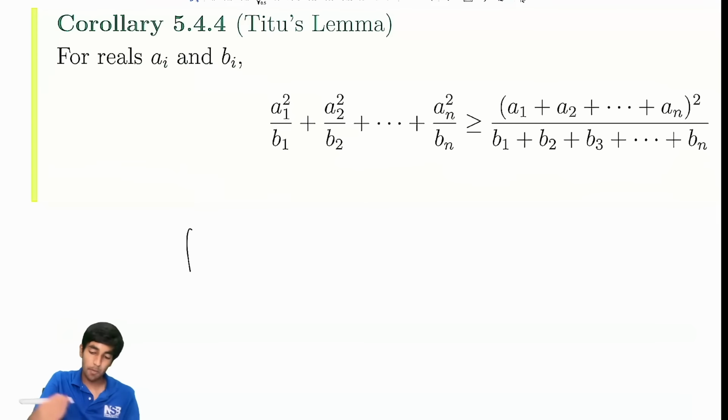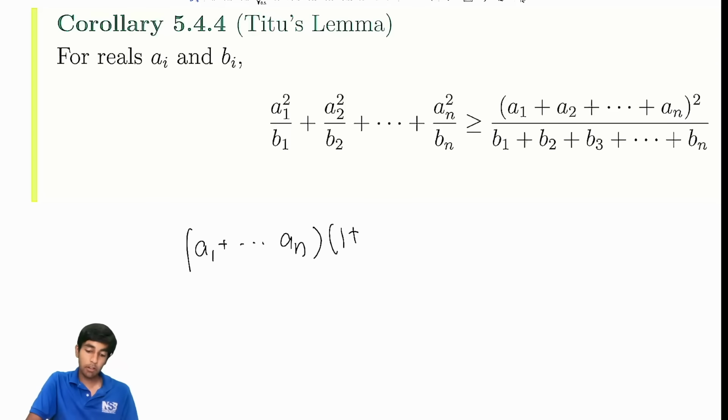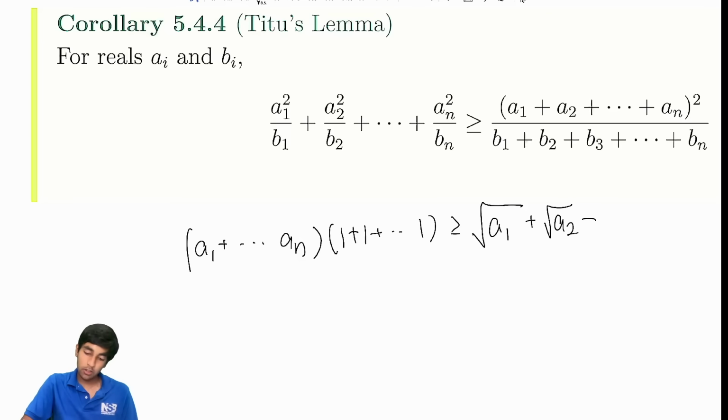And there's a corollary of this. It's not as complicated as it seems. Basically, it's just saying that now let's say we have a1 plus all the way till an. What we're going to do is multiply this by 1 plus 1 plus all the way to n times. By Cauchy, we get that this is going to be greater than or equal to root a1 plus root a2 plus dot dot dot, all of this squared. Do you see how it's just Cauchy, except now we have 1 as each of our terms?